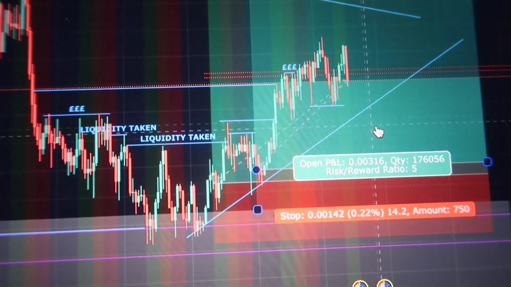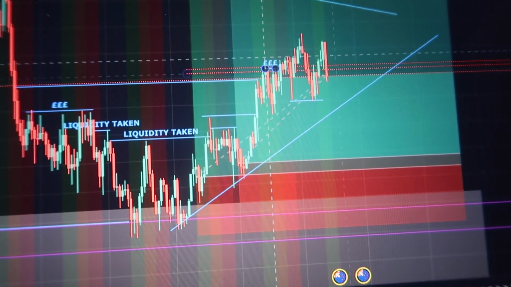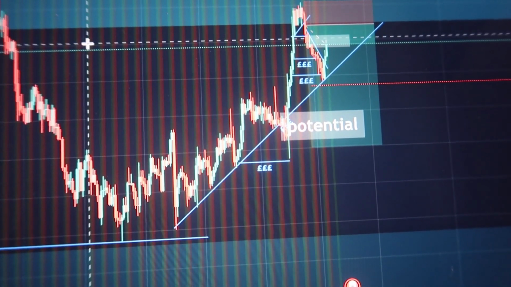But yeah, so it's just sitting on my hands time, making sure that I'm protected on my trades and that I'm playing it as safe as I possibly can.